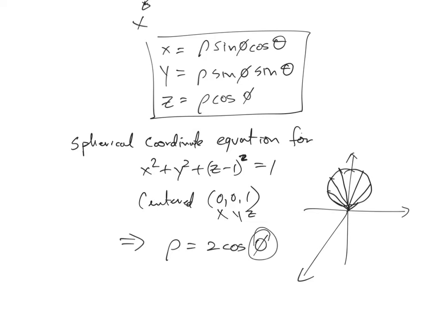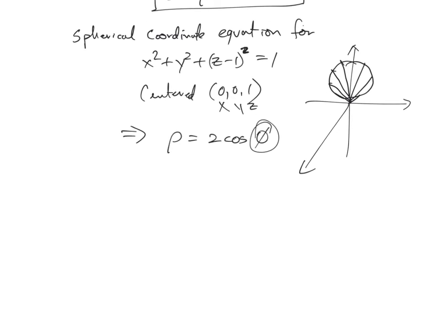Okay, what about another one? Let's take a look at this example. Spherical equation for z equal to the square root of x squared plus y squared. What is that? We looked at that last day. What does this thing look like? Can z be negative? Nope. So this thing lives above the xy plane.